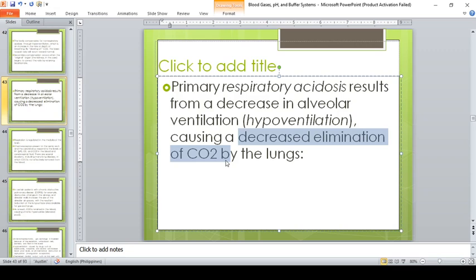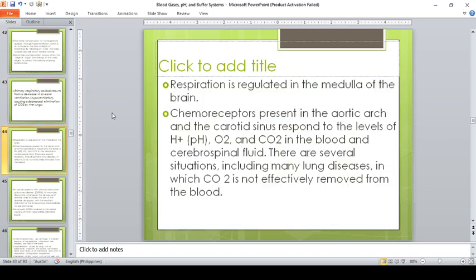Yung hypoventilation na yun, yung cause kung bakit nade-decrease yung elimination ng carbon dioxide by the lungs. Nakukuha? So, since mababa yung breathing rate, mabagal yung pag-breathe, anong nangyayari sa carbon dioxide? Retention. Nag-i-stay ang carbon dioxide sa katawan. Kapag sobrang daming carbon dioxide sa katawan, ano mangyayari? There will be an increase in hydrogen ion concentration. So, kapag nag-i-increase ang hydrogen ion concentration, ano mangyayari sa pH? Bababa. Kaya magiging acidosis siya.